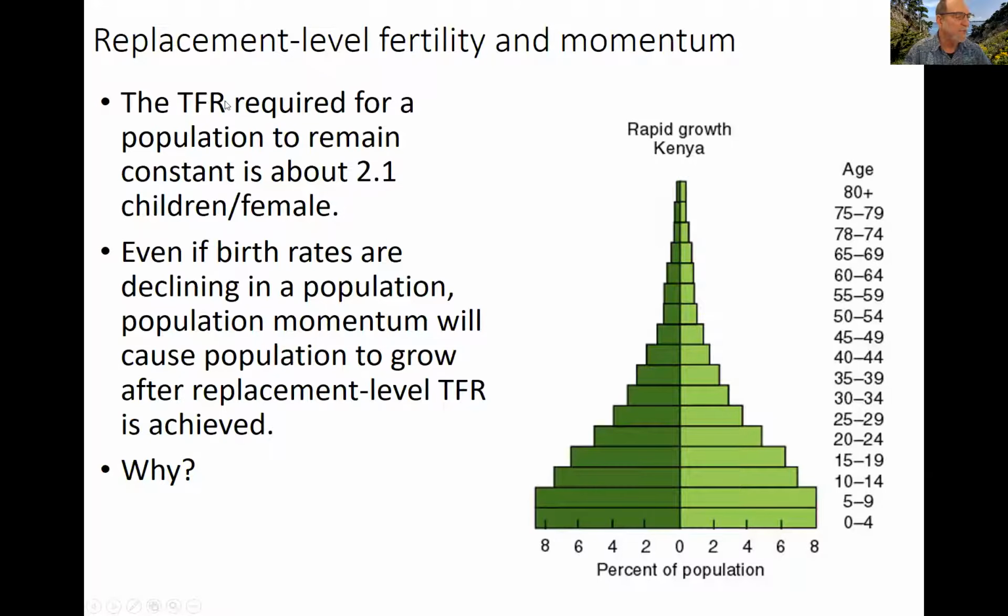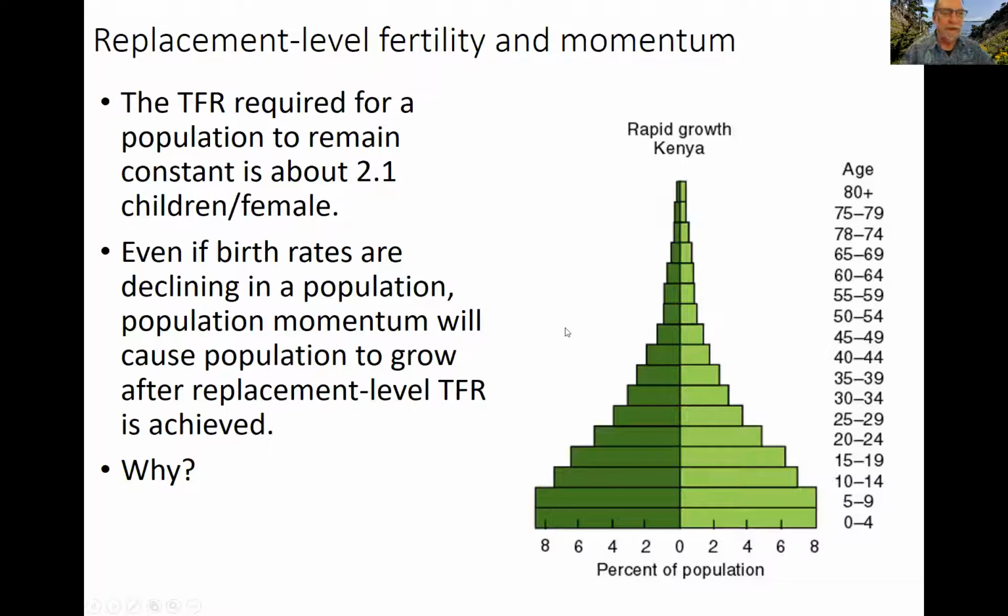So the population, the TFR, required for a population to remain constant is about 2.1, 2.15 children per female, and that extra percentage accounts for mortality rate. Well, this is a global average. Stability in countries with high childhood mortality would have to be higher than this.